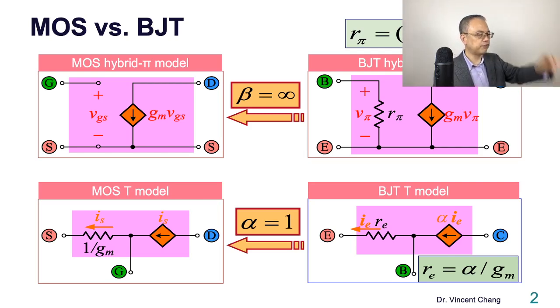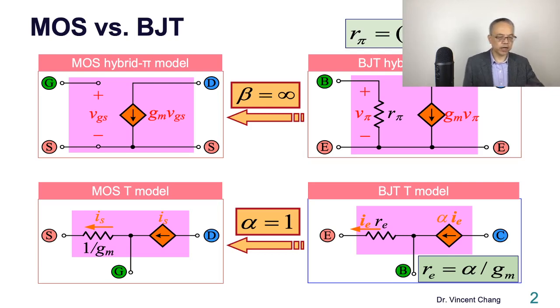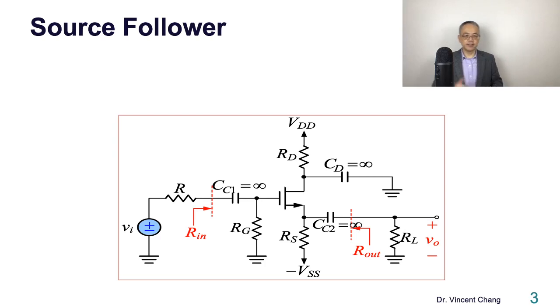In the condition of beta equals infinity, and alpha equals 1. Let me repeat that. MOS is actually a special case of the bipolar junction transistor, when the BJT's common emitter current gain beta equals infinity, or the common base current gain alpha equals 1. It's just a special case of BJT. That's the key concept I want to convey throughout this lecture.